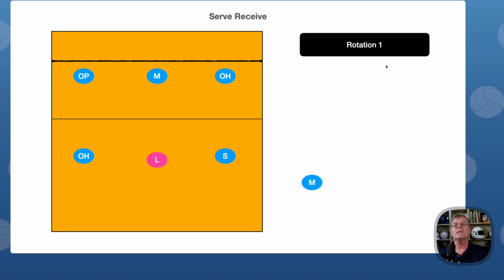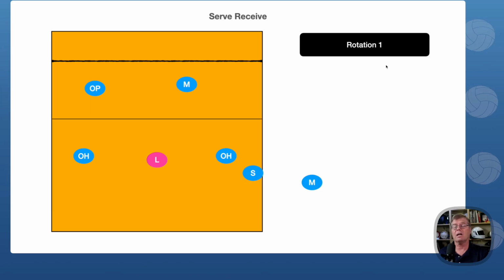In serve receive, in rotation 1, we can do this. We can bring an outside back. The other outside is already in the back row. We can have the opposite middle in the front row, kind of halfway between the net and the 10-foot line. And they're just going to take short balls.